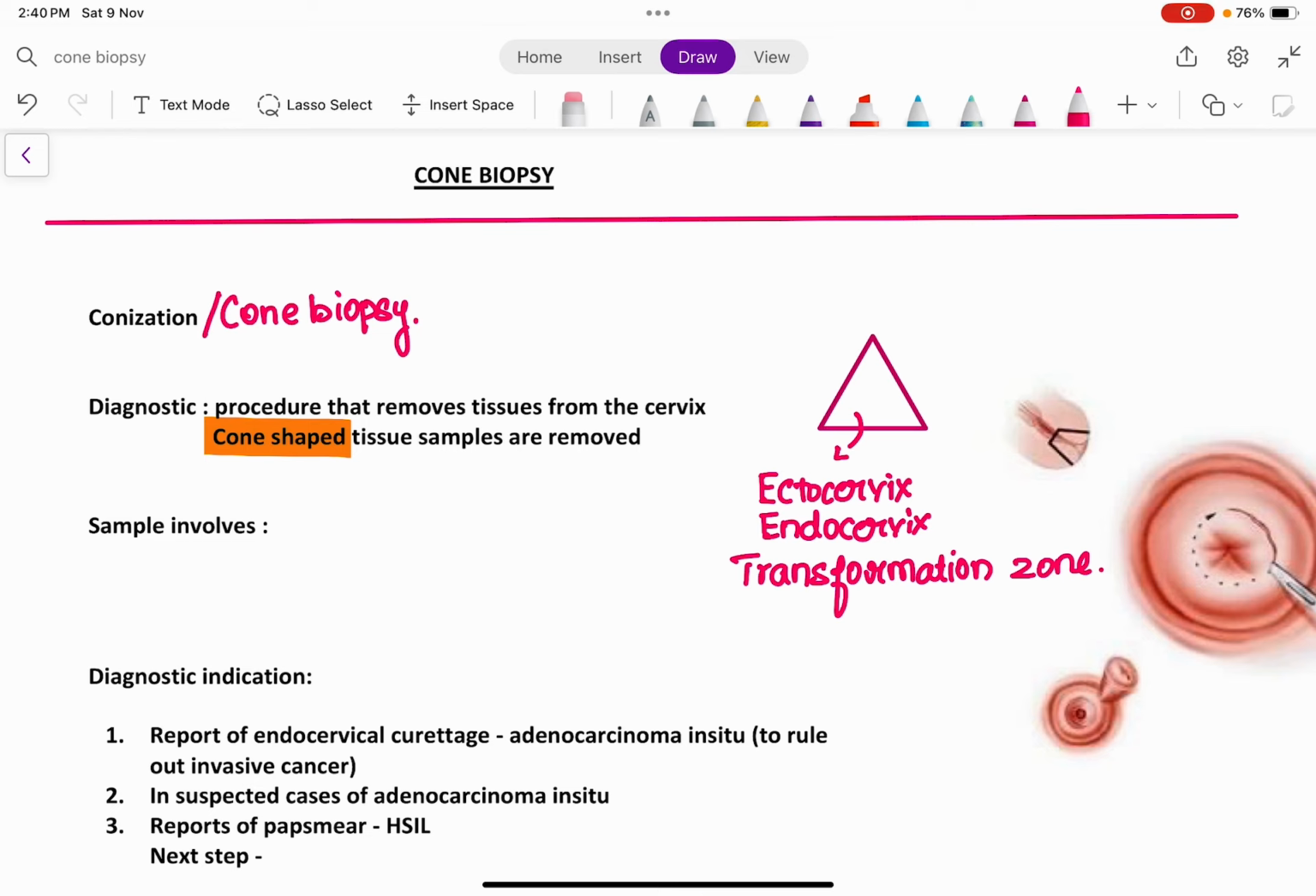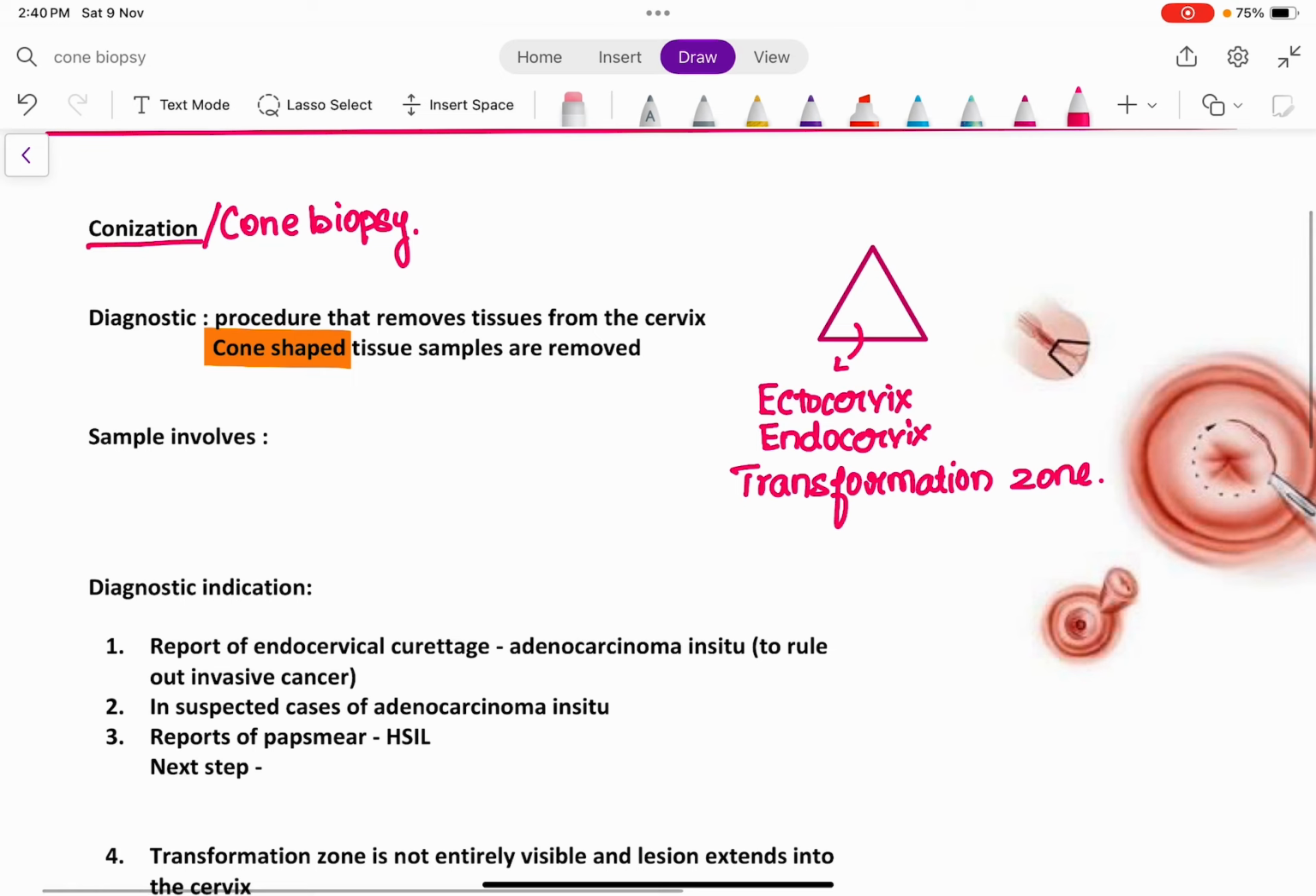So what do you mean by cone biopsy? The name itself tells me that I'm going to remove tissue from a part, and the tissue is going to be in a shape similar to a cone. Therefore it is called a cone biopsy. This cone biopsy is also termed conization. Is that clear? Okay. This procedure is both diagnostic as well as therapeutic, so it has both diagnostic and therapeutic advantages. Initially, let's discuss the diagnostic advantages before discussing the therapeutic advantages.